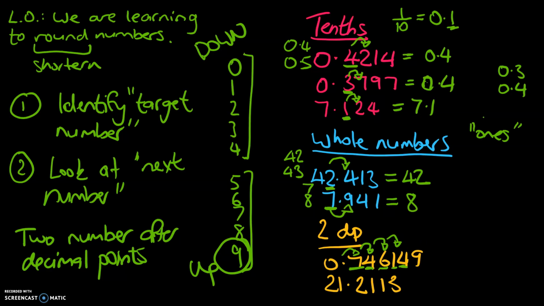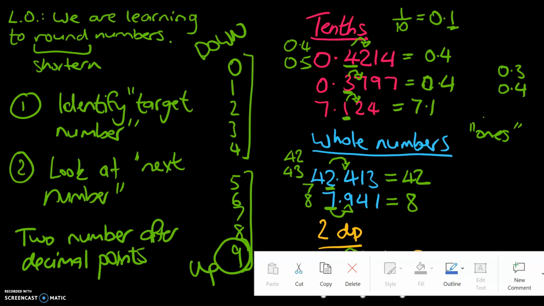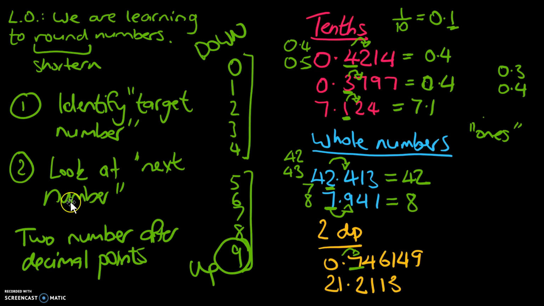And if you have a look at the example below that, 21.2113, the 2 would be an example of the first decimal place. The 1 would be the second decimal place, and then we've got another 1 and another 3. So the 2 would be 1 dp, that 1 would be 2 dp, the next 1 would be 3 dp, and the final 3 would be 4 dp.